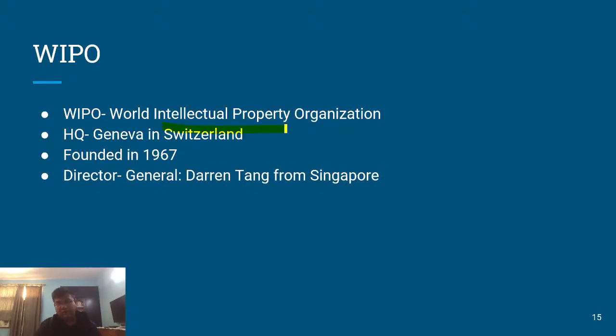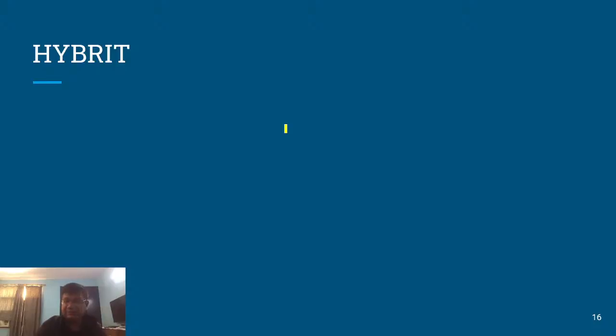at the peak of the, shall we say, the Cold War, because the US was getting really concerned that a lot of its technologies might be stolen, might be copied by the USSR and other countries, part of the communist bloc. It is headed by a person from Singapore. We were just discussing a current affairs topic from Singapore's politics. So Singapore's Darren Tang is actually the head of this organization, the director general.